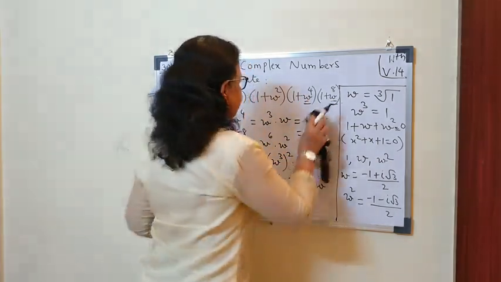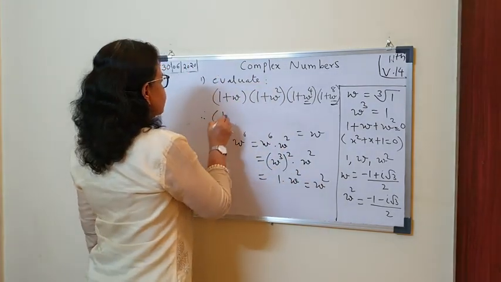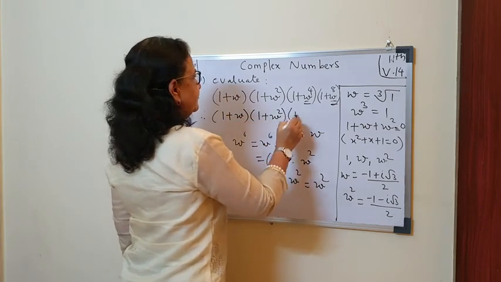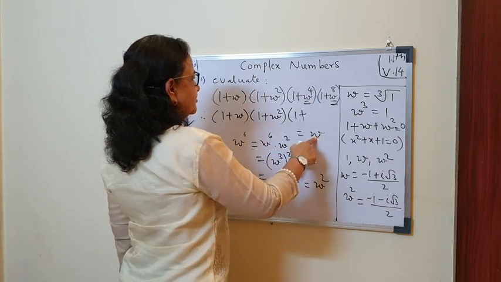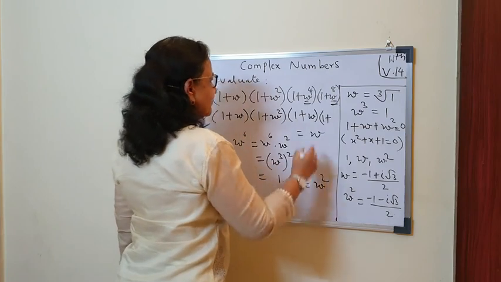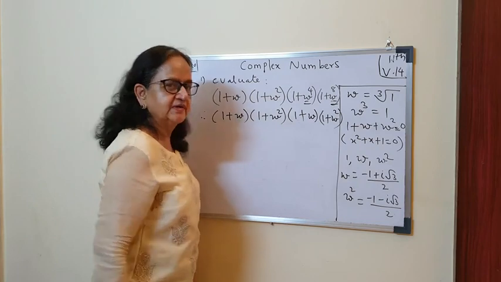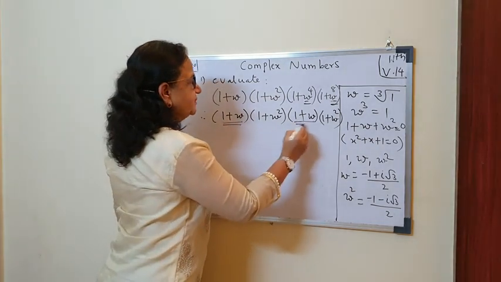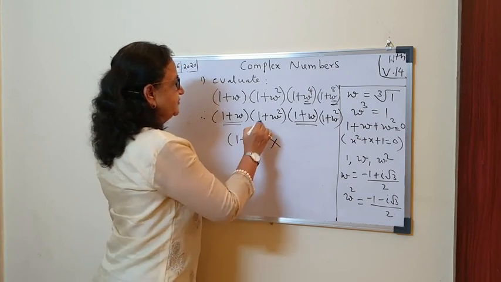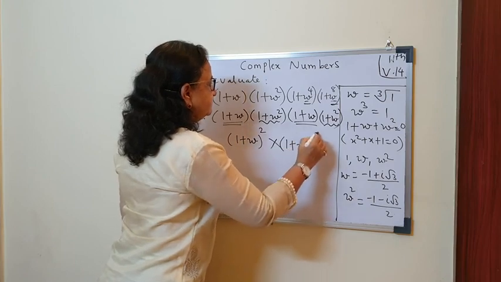Okay, so let me substitute both of them. So what do I get? Therefore I have 1 plus omega, first bracket as it is, 1 plus omega square, second bracket as it is, 1 plus, for omega raised to 4 the value is omega, and 1 plus omega raised to 8, the value is omega square. So I replaced all the values. And now do you see that 1 plus omega is multiplied twice? So it is 1 plus omega bracket square, into 1 plus omega square, which is multiplied twice, so 1 plus omega square bracket square.